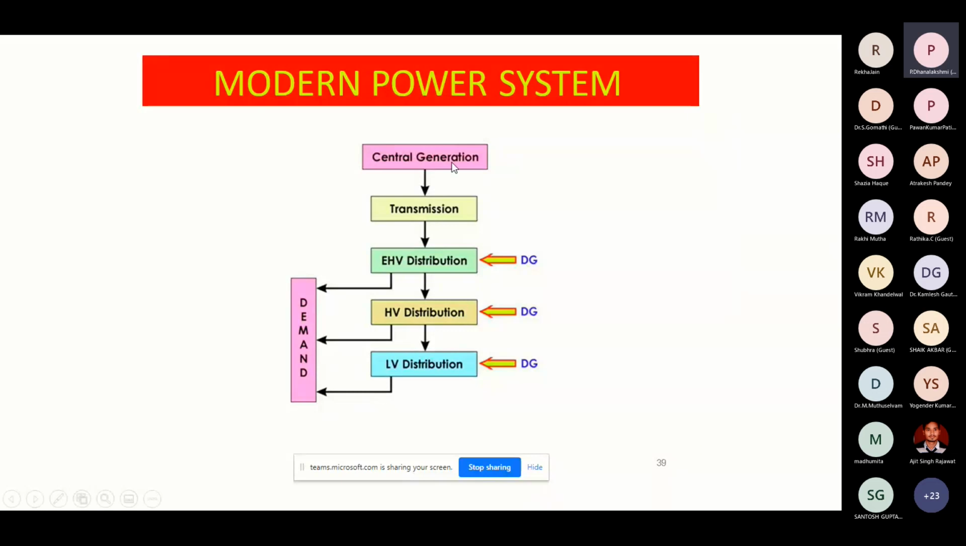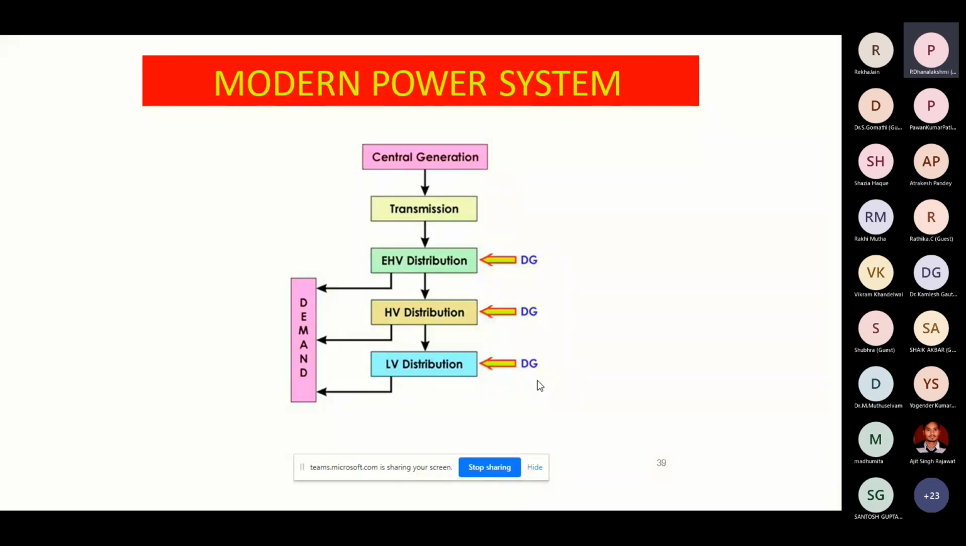Now, with integration of DGs at different voltage levels, the modern power system network is no more a radial network, because we have fed the circuit at different levels with power sources. So with this, the system is facing protection challenges. Initially the system was a radial system. With integration of DGs, now the system is no more radial. It is a meshed system with interconnections of different DGs.